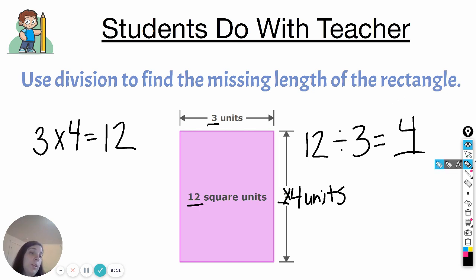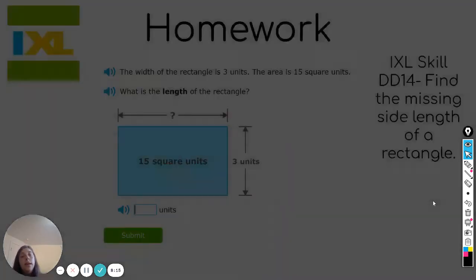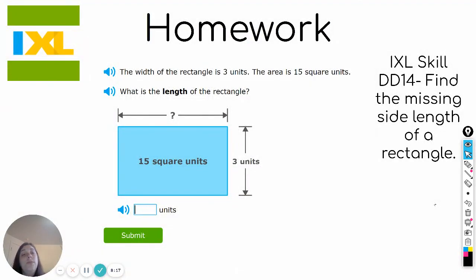Okay, let's go ahead and take a look at what you're going to be working on alone for your homework today. It is IXL skill DD14, find the missing side length of a rectangle. So you can see that the pictures are similar. It says the width of the rectangle is 3, and you can see that here. The area is 15 square units. What is the length of the rectangle?